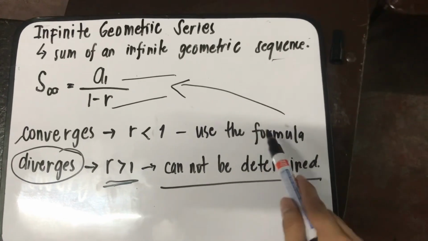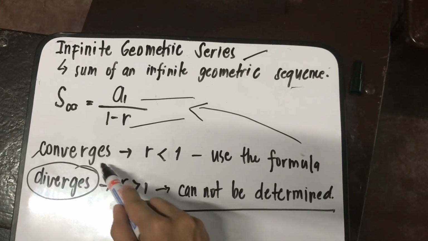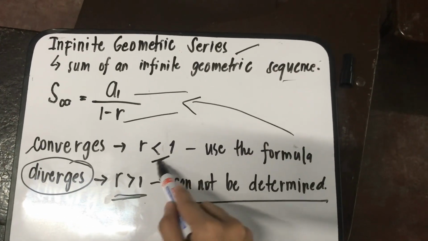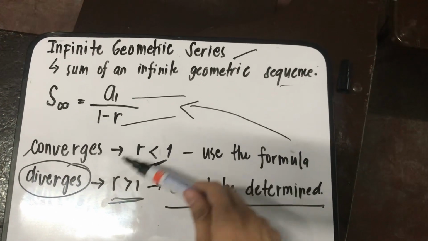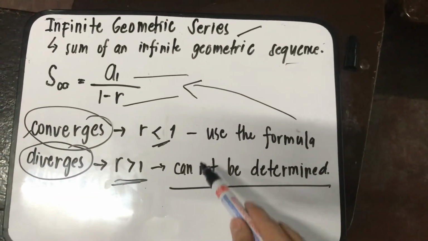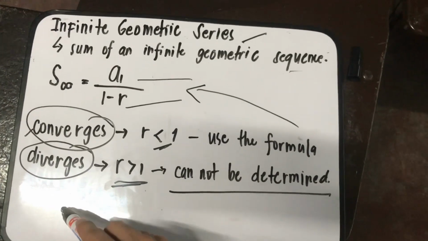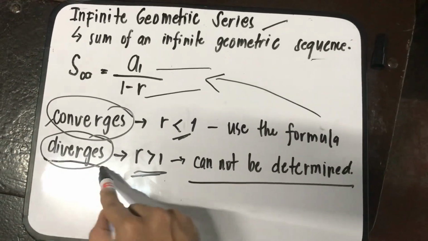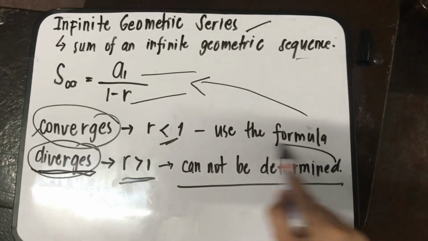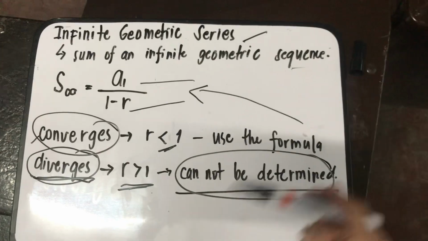Okay? So, ibig sabihin, magsosolve lang tayo ng infinite geometric series kapag ang common ratio is less than 1 or kung ang series natin is converge. Pero kung ang common ratio is greater than 1, hindi tayo magsosolve. Ang ilalagay natin, the series is diverge and cannot be determined. Okay? So, let's have our example.